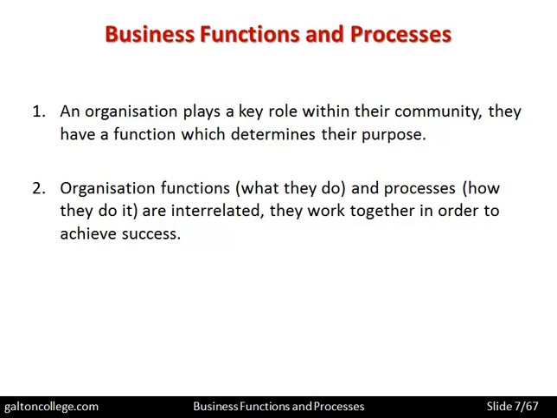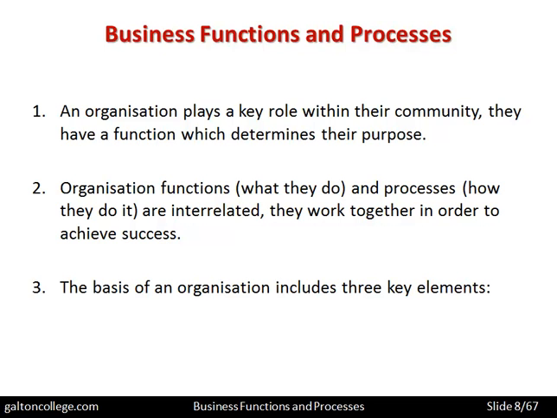Organisation functions, what they do, and processes, how they do it, are interrelated. They work together in order to achieve success. Clearly the two are related. It depends on the nature of the product being produced. So if they're producing some piece of engineering, for example, working with metal and processing the metal into particular shapes or components, then clearly they will use machinery and various bits of technology to enable them to carry out those functions. They're linked. If they were in the textile industry, they would have a different set of machines and a different set of processes to undertake the functions. So they are linked. Organization functions and processes are connected. They work together in order to achieve success.